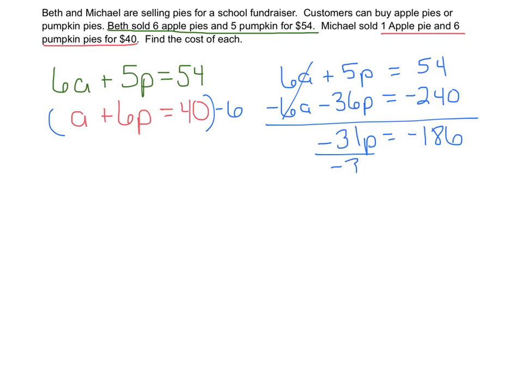We divide by negative 31, and P equals 6. So the pumpkin pie would be $6 each. Now let's plug that in to find the cost of the apple pie.